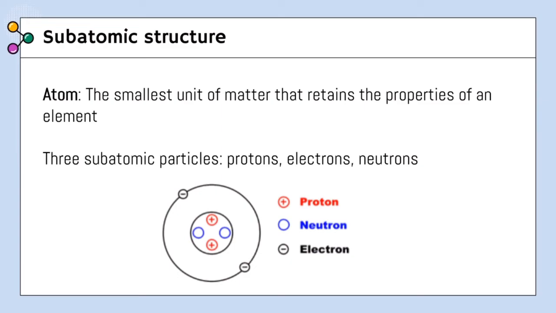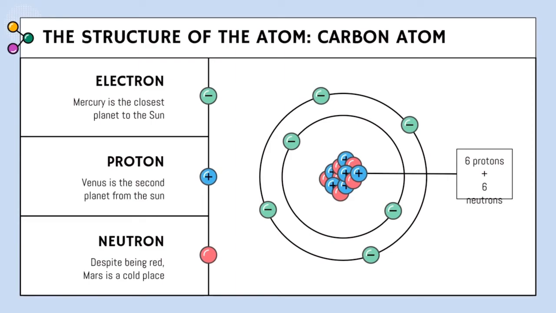Their properties are very relevant to our discussion of the properties of elements. So first of all, protons are positively and electrons are negatively charged, and neutrons are electrically neutral. Of these three subatomic particles, only electrons are directly involved in chemical activity.